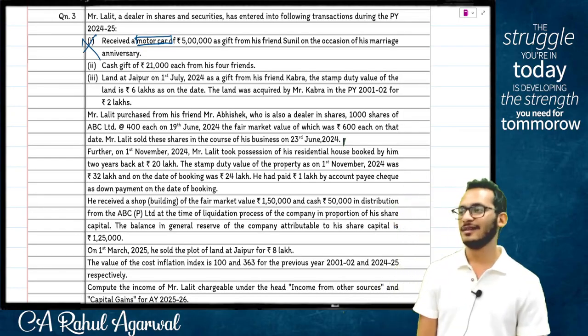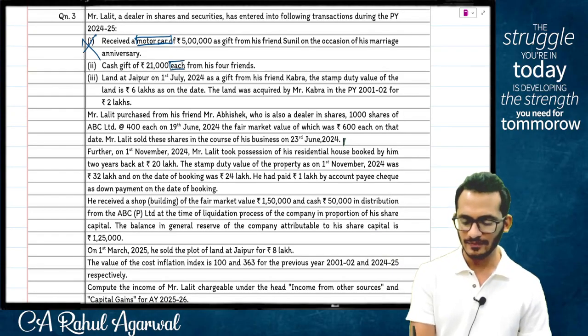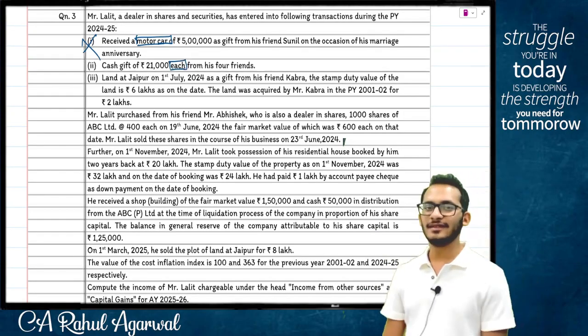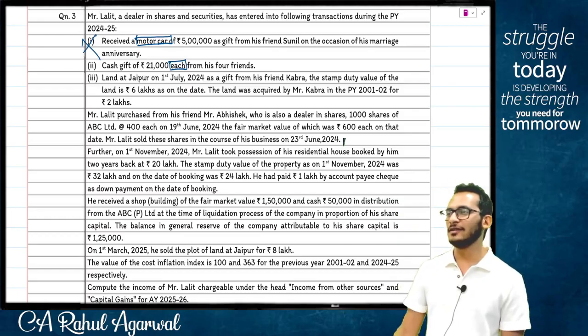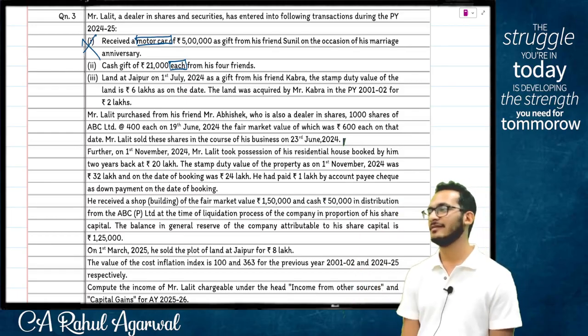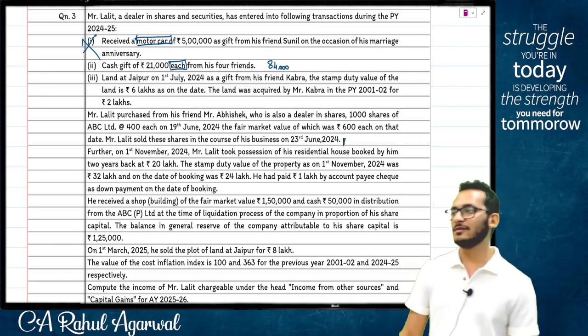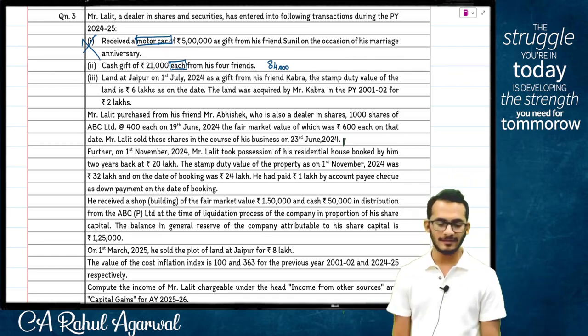Taxable, not taxable? I don't know why people don't read English. It clearly says each. People are writing 21,000 less than 50, therefore not taxable. 21,000 each is given, which becomes 84,000, fully taxable.